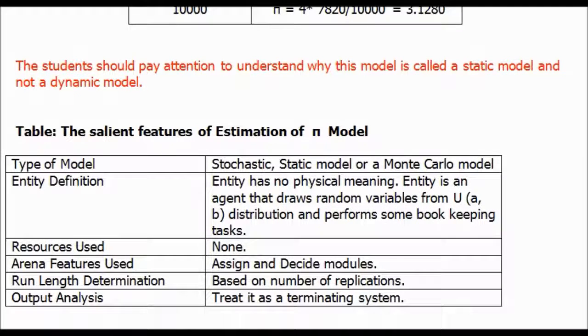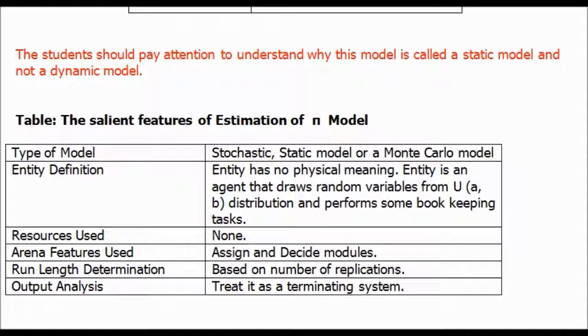Table: the salient features of estimation of Pi model. Type of model: stochastic, static model or a Monte Carlo model. Entity definition: entity has no physical meaning. Entity is an agent that draws random variables from a uniform A, B distribution and performs some bookkeeping tasks. Resources: use none. Arena features used: assign and decide modules. Run length determination based on number of replications. Output analysis: treat it as a terminating system.